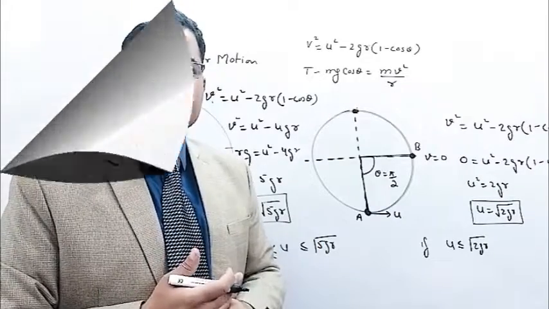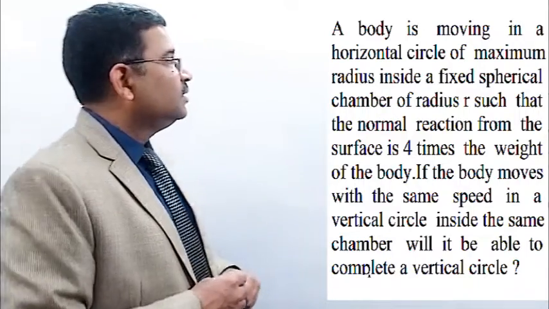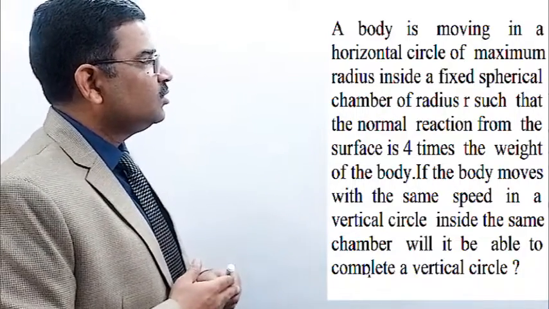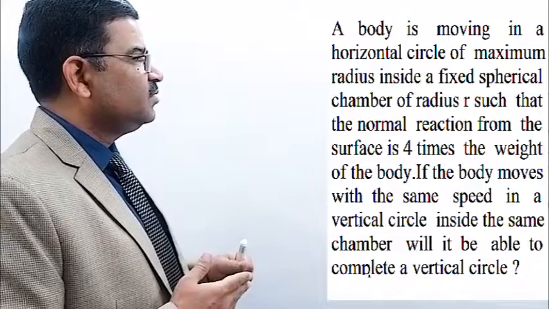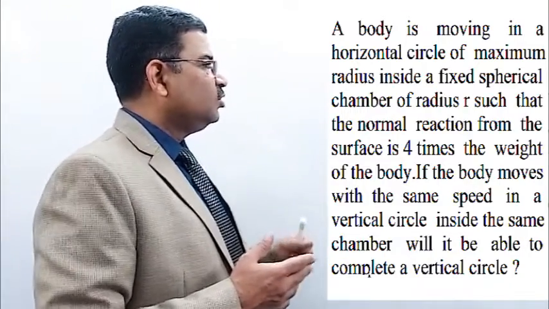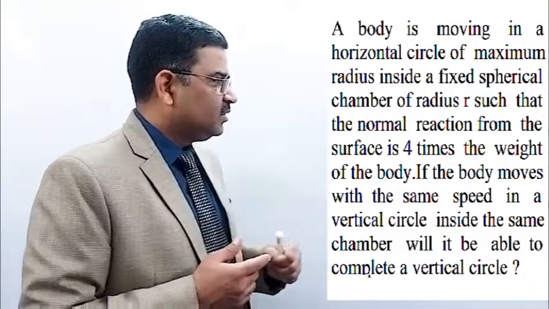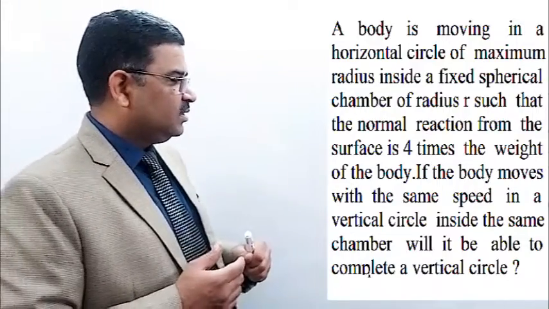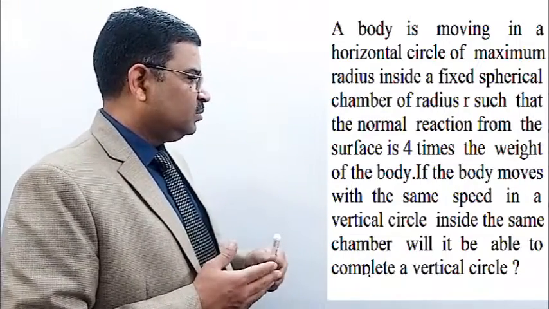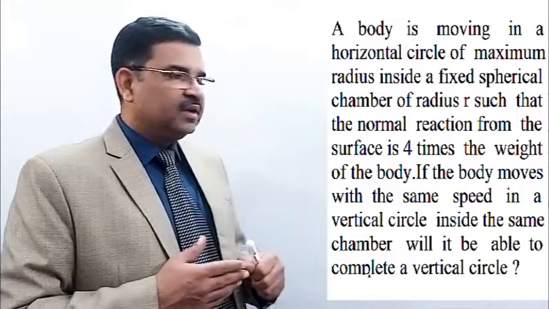Now students, my next question is that a body is moving on a horizontal circle of maximum radius inside a fixed spherical chamber of radius r such that the normal reaction from the surface is 4 times the weight of the body. If the body moves with the same speed in a vertical circle inside the same chamber, will it be able to complete a vertical circle?